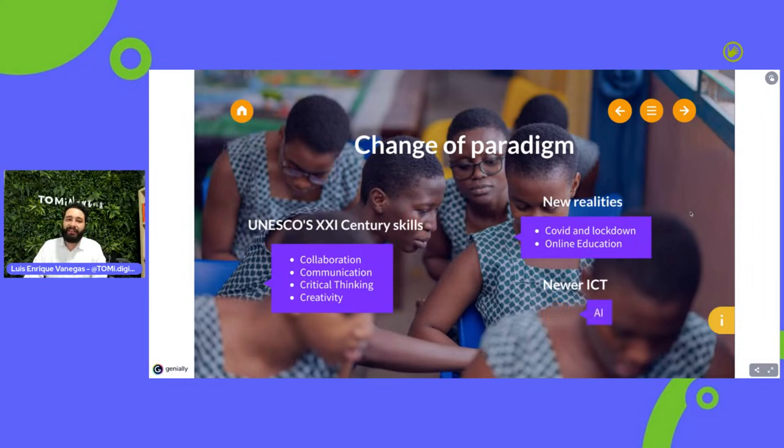And the newer ICT, specifically, we wanted to talk about AI, artificial intelligence, how this is becoming part of everything that we know, how we can use it, how we can understand it better, and how we can direct it towards education.